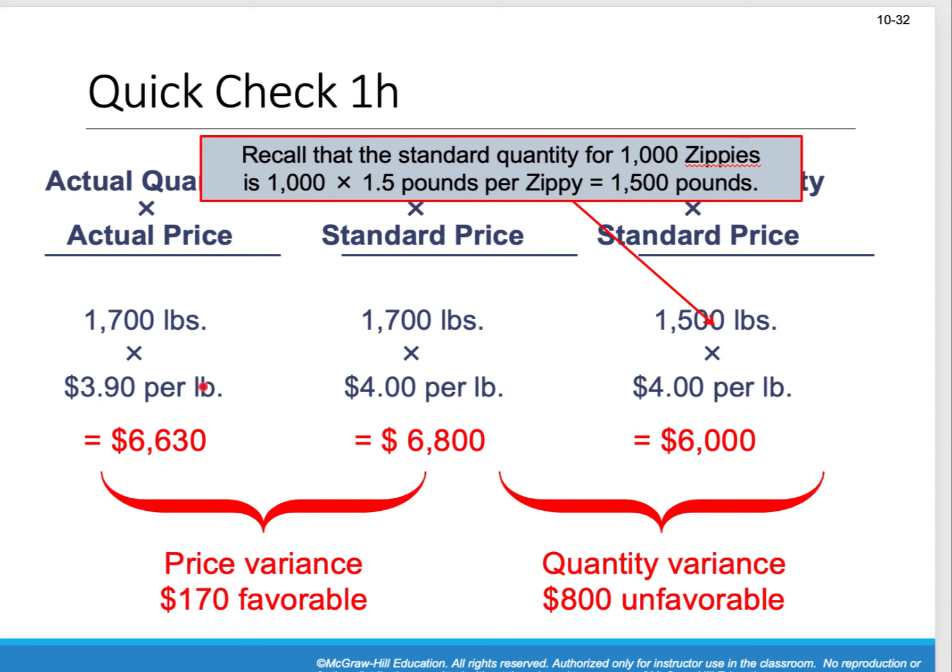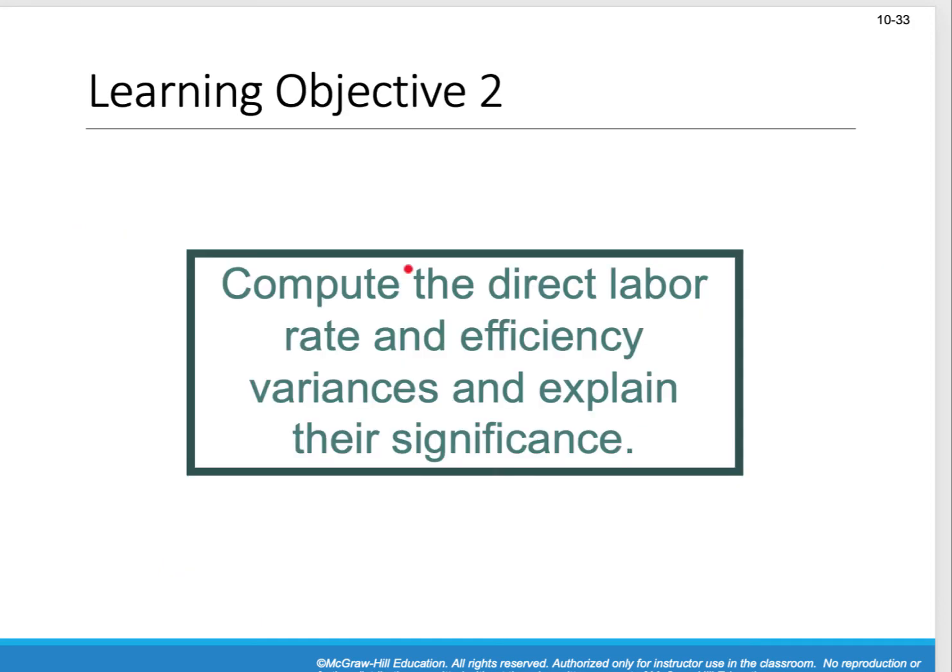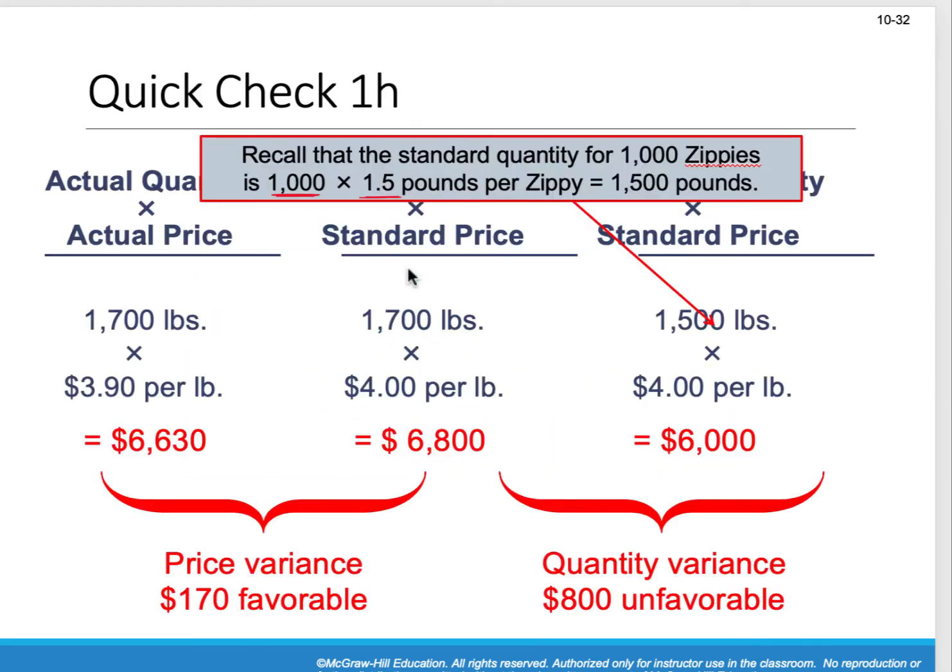So they walk through and basically tell us how we got what the standards were, the standard quantity. Remember, it's the actual output times the standard pounds that we should have used. And we did the same thing here. The actual quantity of raw materials that we bought was 1,700. Total cost we divided, that's how we got the $3.90.